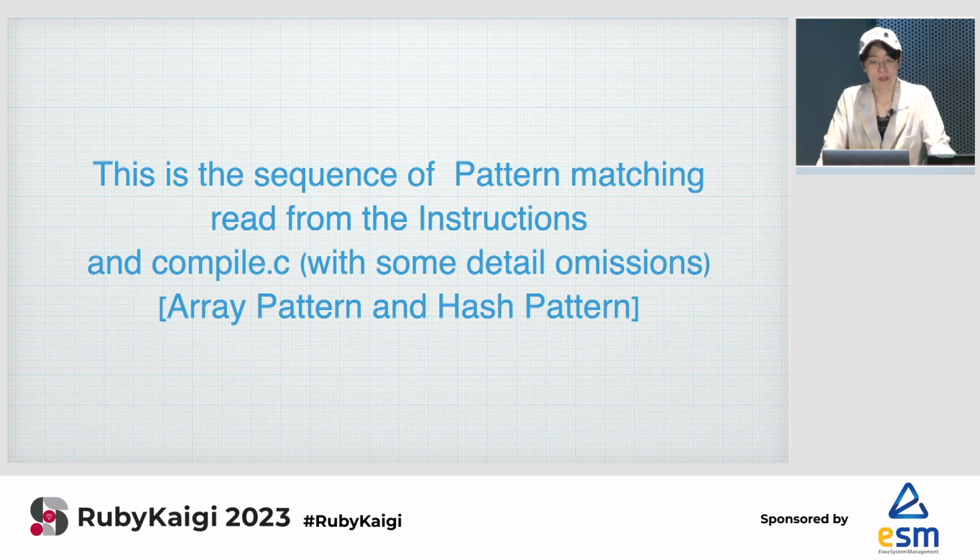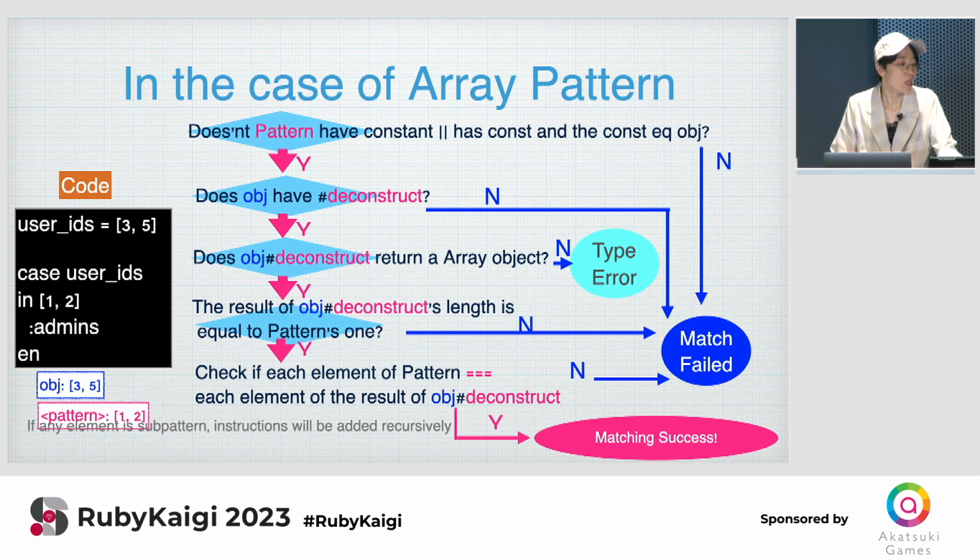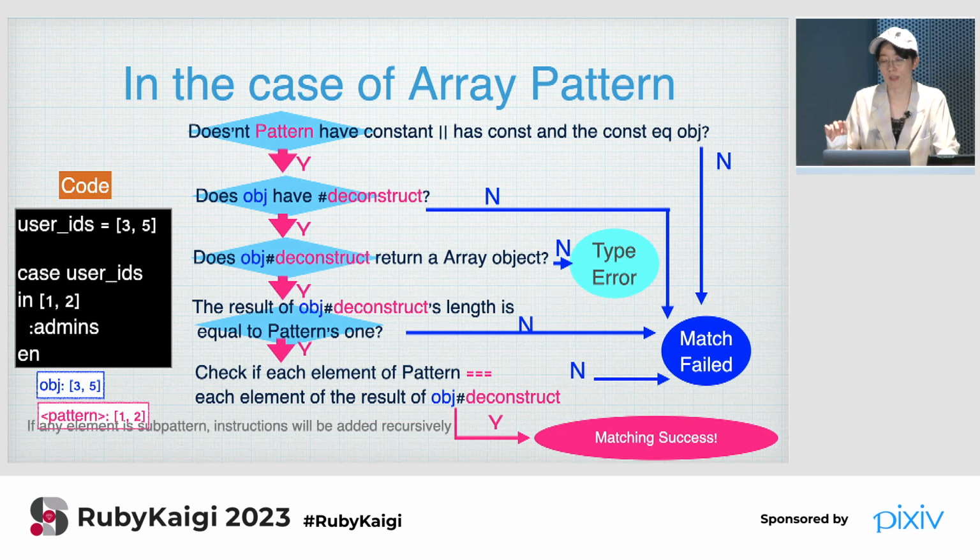Next, we see the sequence of pattern matching, from the instruction and compile.c, but with some omissions, and only array pattern and hash pattern. In the case of array pattern, firstly, check whether the pattern has a constant, and whether the constant equals the object. If not, match failed.